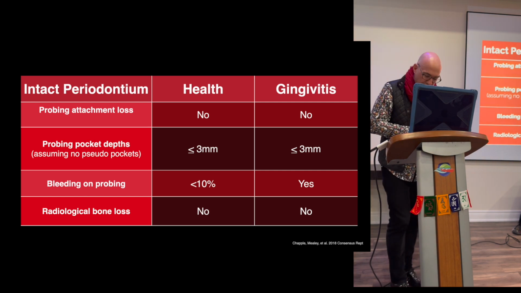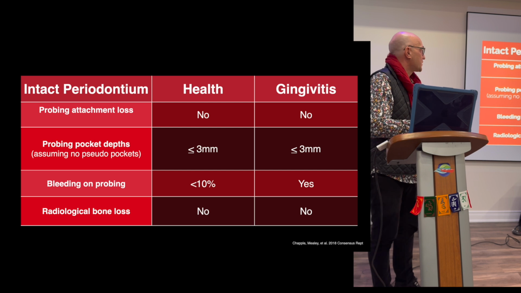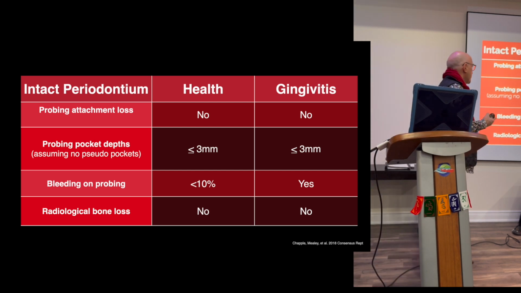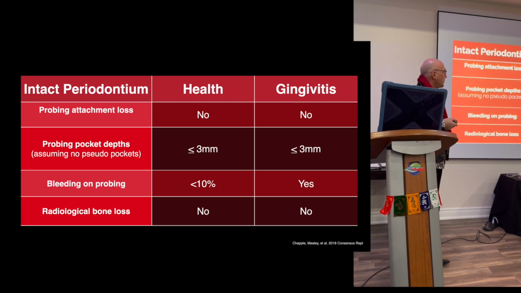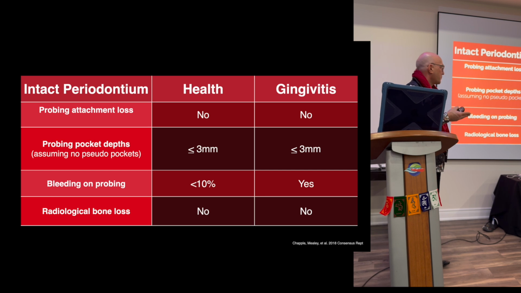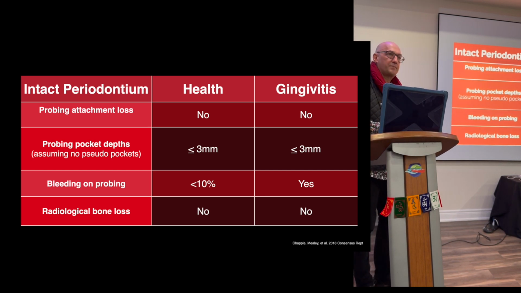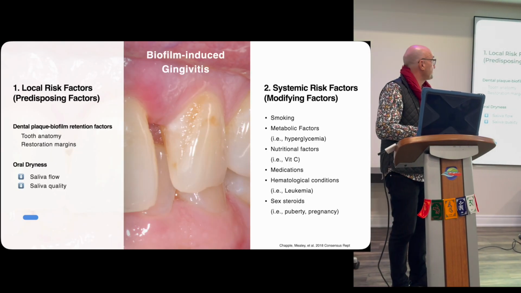So here's a very handy chart, which is the difference between health and gingivitis. Both of them don't have any attachment loss. The pocketing for both, assuming no pseudopockets, is less than or equal to 3 millimeters. Bleeding on probing is less than 10% in health, but in gingivitis we have more than 10%. And both of those have no radiological bone loss. So this is how we quantify that.